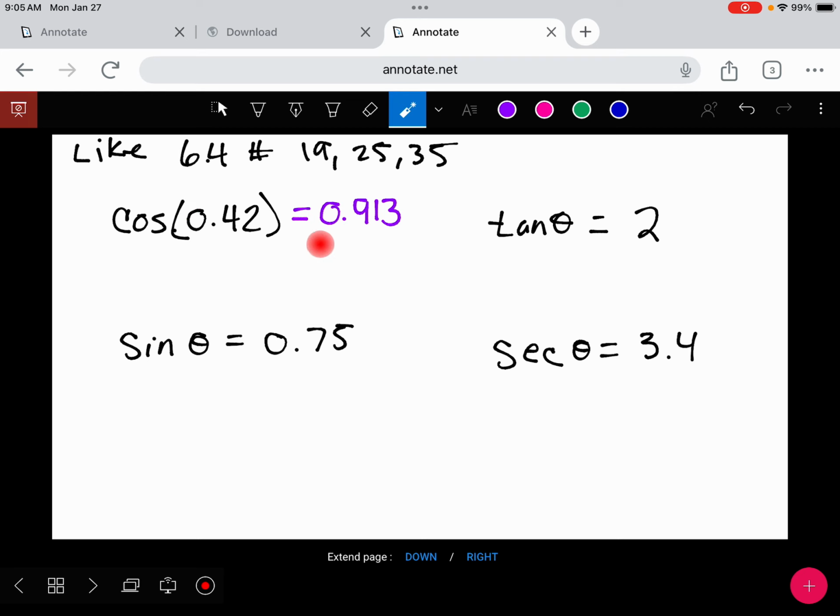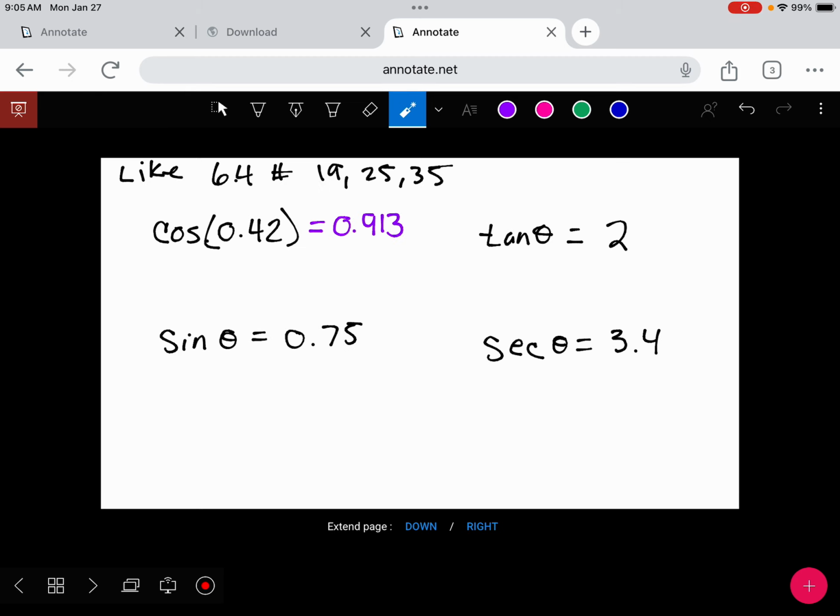So if we're given a straightforward value, we can type it in the calculator. Even if we're given something like secant, which is the reciprocal of cosine, we can take 1 over 0.913, type that in the calculator and get that. So we can get those values.